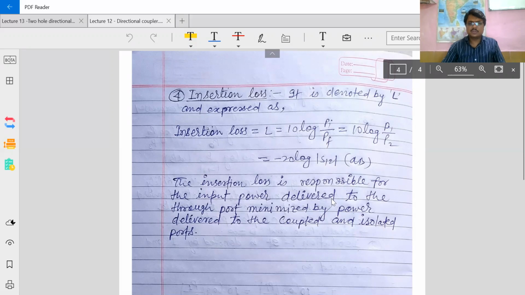The insertion loss is the input power delivered to the through port, reduced by the power delivered to the coupled and the isolated port. These are the 4 parameters which are generally asked in examinations also. I think you must have understood the definition of the directional coupler and the 4 parameters that define it. In the next lecture, we will see the 2-hole directional coupler.